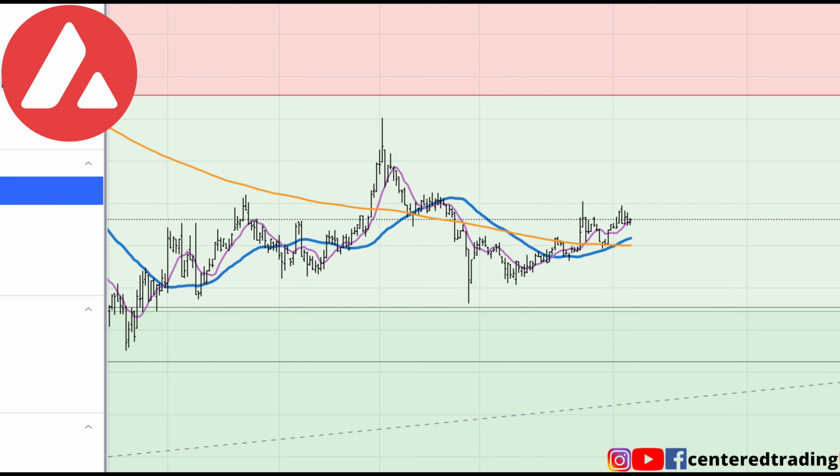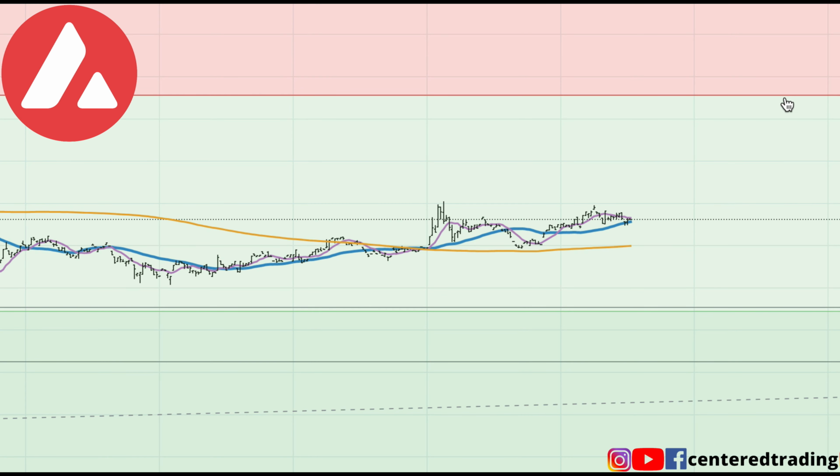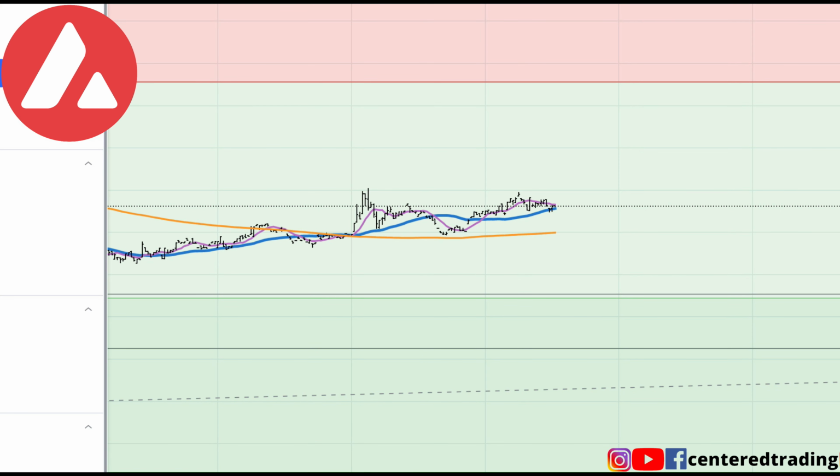On the 15-minute time frame, let's also make sure we have a trigger to go long, which we do when the 8 crosses against that 34 to the upside.